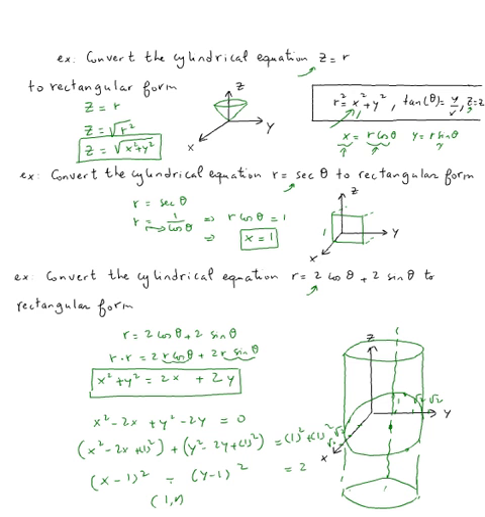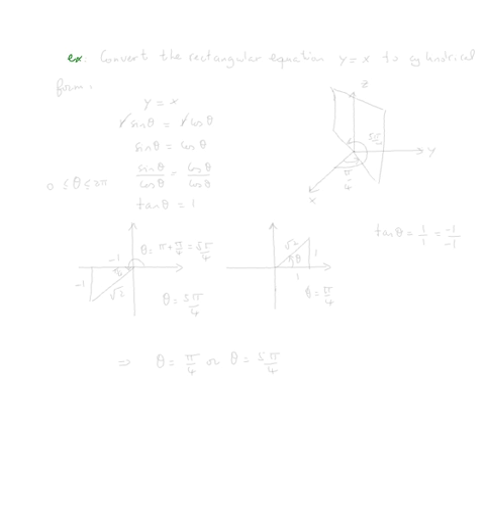What else? I want to add one problem here that can be confusing. I did not write it in the beginning, so let me write it here. But this one is going the other way around. So convert the rectangular equation y equals x to cylindrical form. Yeah, it can be confusing, and I'll show you why.